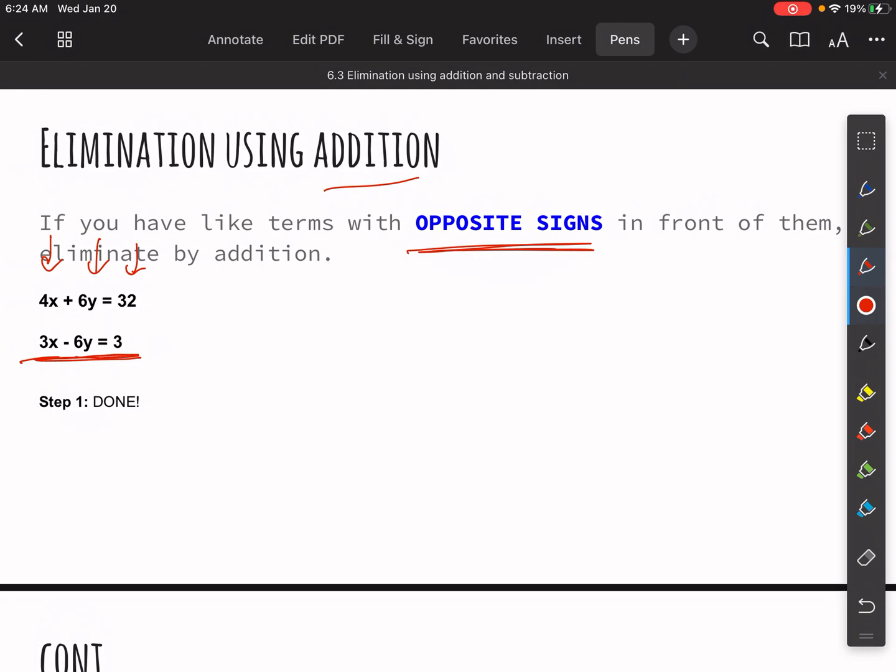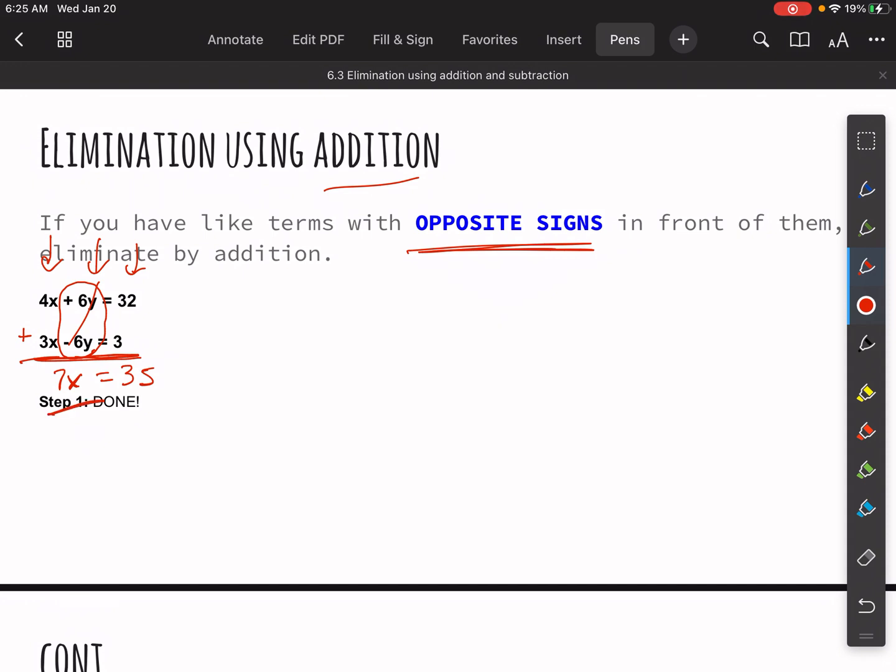Well, I'm looking at the 6y's, seeing that those are the same, but they have opposite signs. So if they have opposite signs, adding is going to cancel them, because we're trying to get rid of the y's by adding the two equations together. And when we do that, we can solve for x, plug it back in, and then find out what y is. Okay, so that's kind of the process here. So if I add these together, 4 plus 3 is 7x. Positive 6 plus negative 6 is 0y, so that goes away. Those get canceled. And this is equal to 32 plus 3, which is 35.